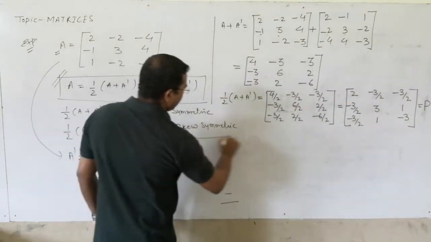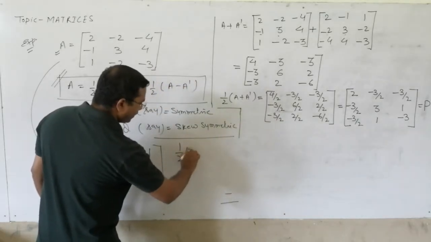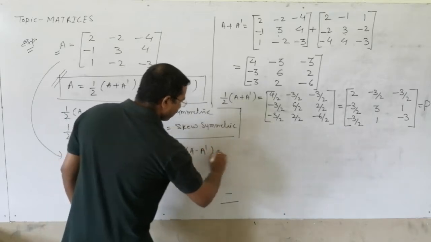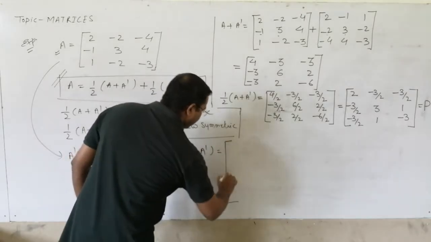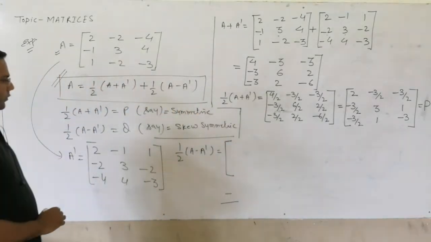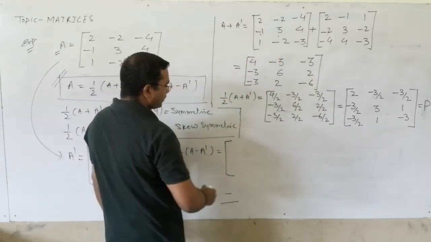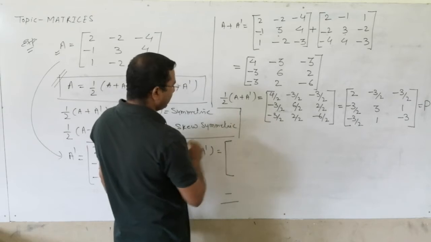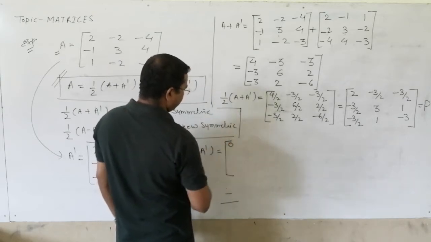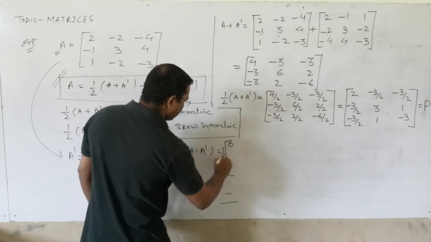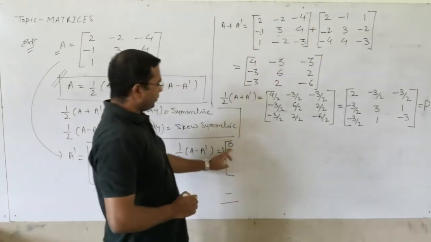Similarly, we will have to find the value of Q also. Means we will have to calculate what is A minus A transpose. So A minus A transpose I am calculating here. We can write this is A and that is A transpose. So children, I am doing this. You will write it is 2 minus 2, that is 0, and here it is 1 upon 2.